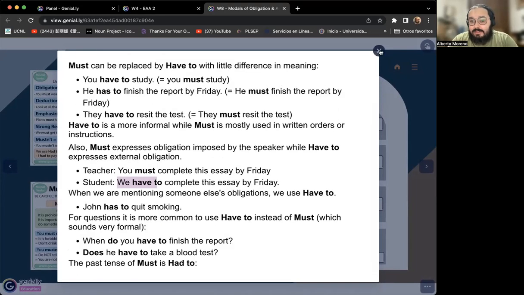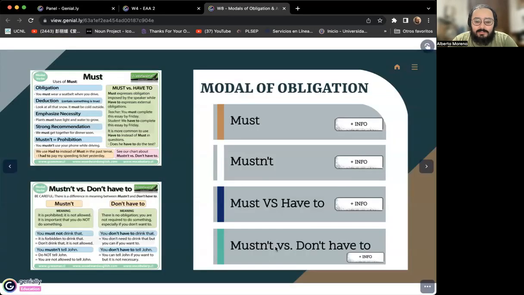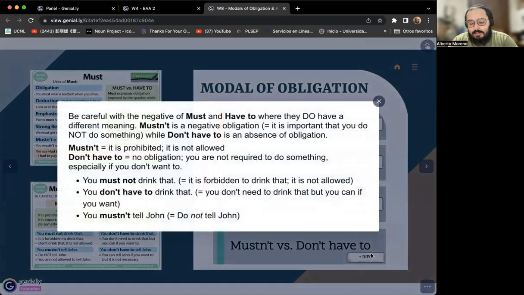And that's the difference. And well, what's the difference between mustn't and don't have to? Well, a little bit different. It says, be careful with the negative of must and have to, where they do have a different meaning. Mustn't is a negative obligation. It's a prohibition. And don't have to is an absence of obligation. Mustn't, it is prohibited. It is not allowed. Don't have to, no obligation. You are not required to do something.